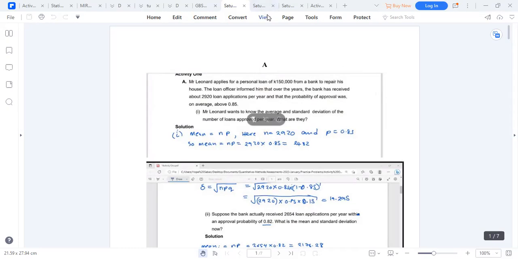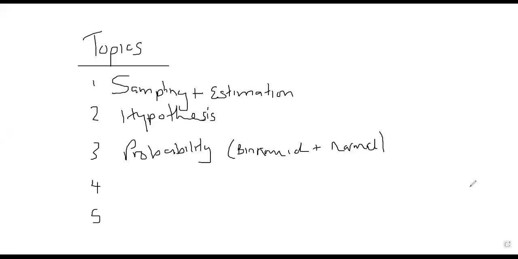Binomial approximation only has about 3 formulas that you need to know. Number 1, the mean is simply given by NP, which is called the average. The variance is given by NPQ, and the standard deviation is given by the square root of the variance. So in this case, what have we been given?